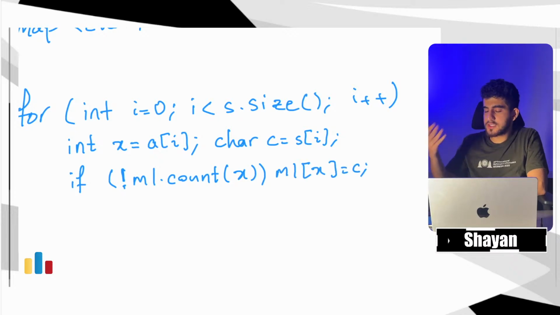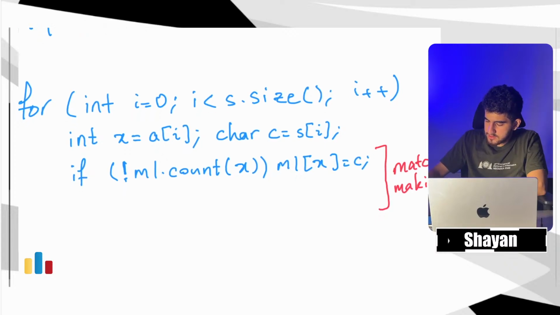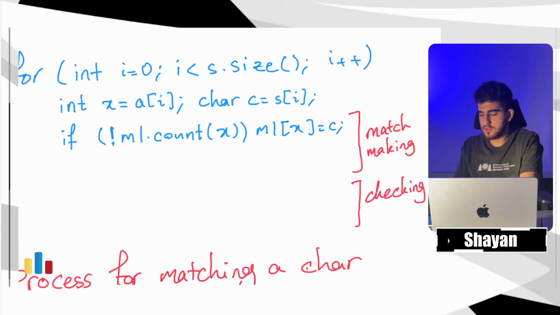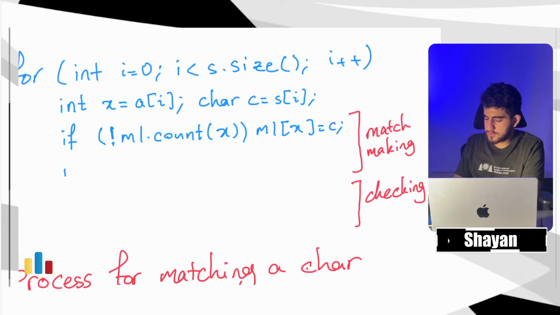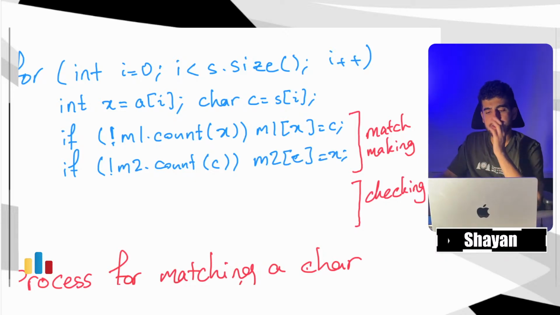Do not forget that this is the process of matchmaking. First I do matchmaking, and then I do checking. Then I check if these two values that are seen with each other are really matched to each other or not. So the other side must be checked as well: if not m2 dot count of C, m2 of C is equal to x. And this way I can make them match.